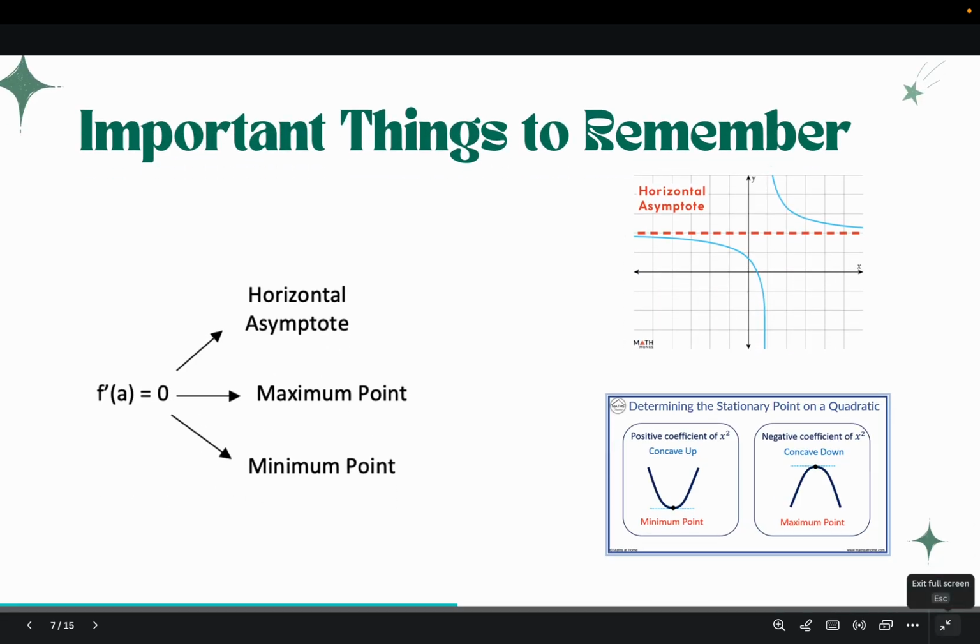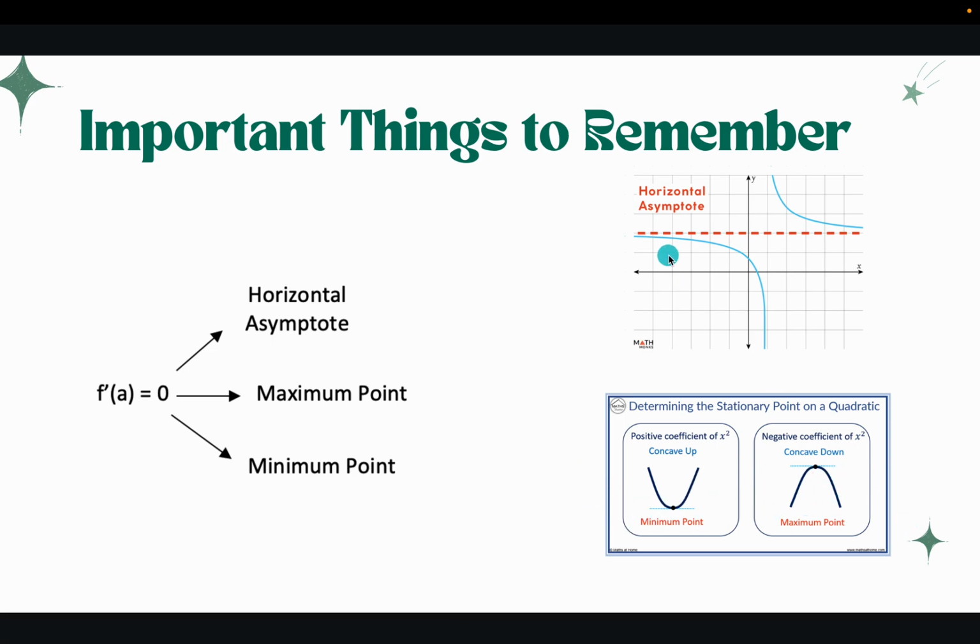If the derivative of a function is 0, it could be a horizontal asymptote, or a maximum point or minimum point, as you can see from here. So these are 3 things that could happen if the derivative of a function is equal to 0. So what about if it isn't equal to 0? If the derivative of a function is undefined, what happens?